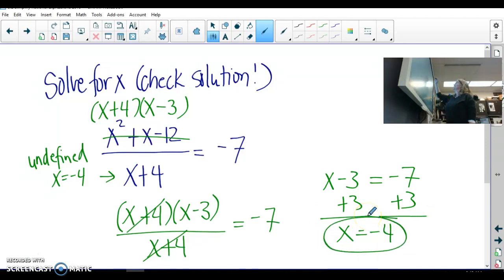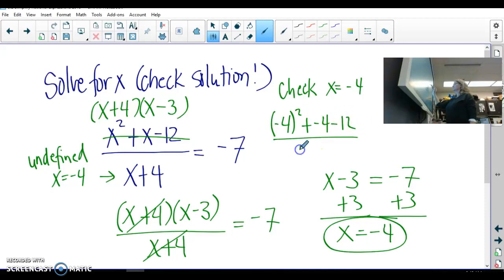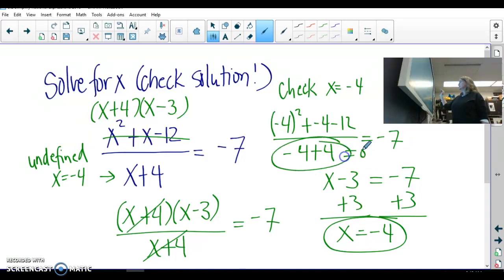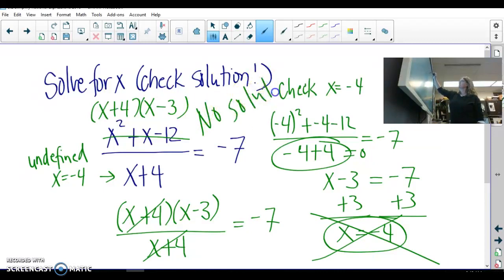Now, plugging that back in to check our solution, you'll find negative 4 squared plus negative 4 minus 12 over negative 4 plus 4 equals negative 7. I don't even need to evaluate the numerator because down here I have a 0. It doesn't work. It's undefined at negative 4. Therefore, we're going to eliminate that solution. And what we say is that this has no solution. So always make sure you check your work when you do this.